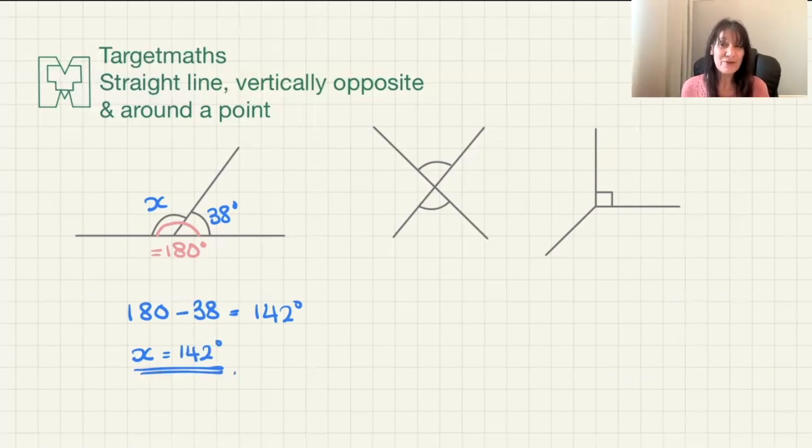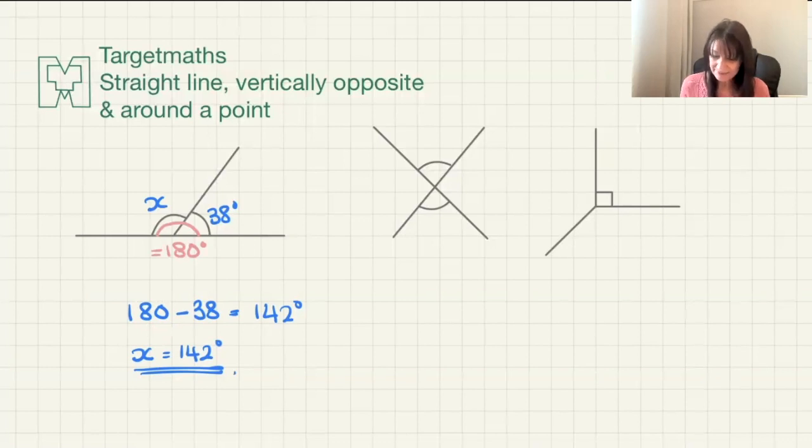So if you're being asked to give a reason, you must write that down. Basically, what they're asking is, why have you just used 180 in your calculation? Okay, it's appeared from somewhere. What made you do it? And that is straight lines add up to 180.